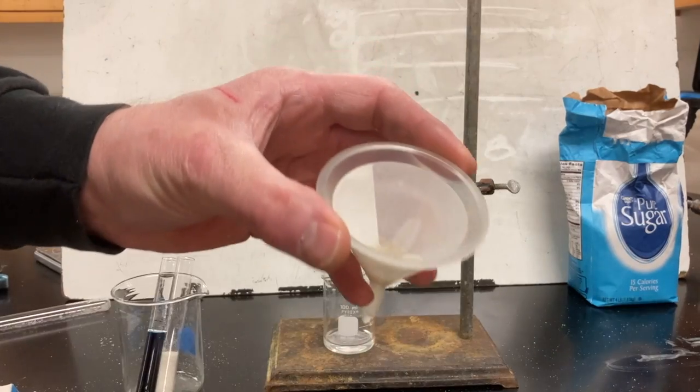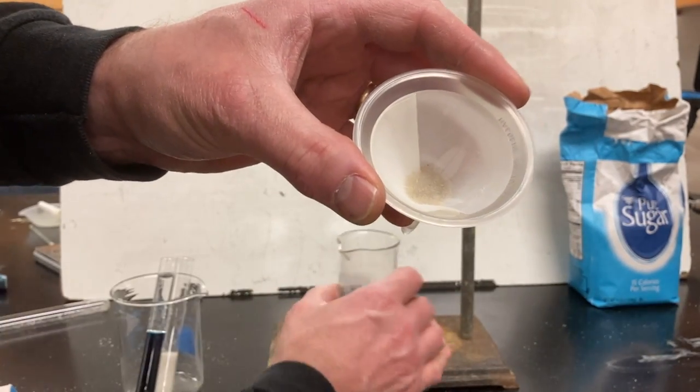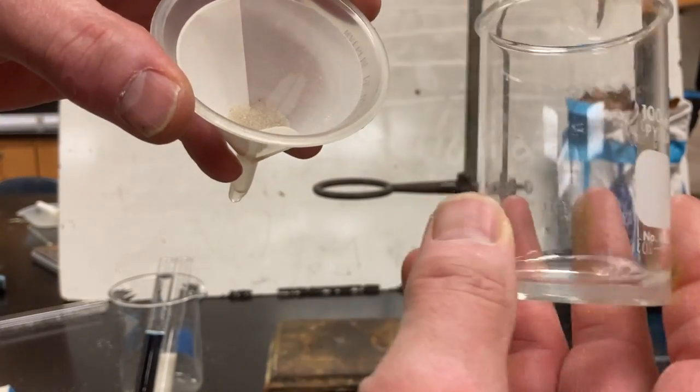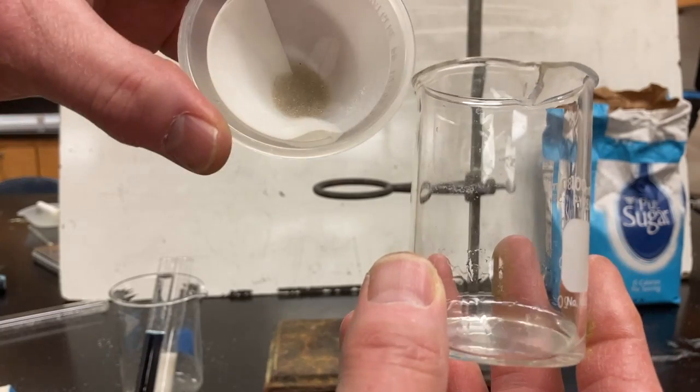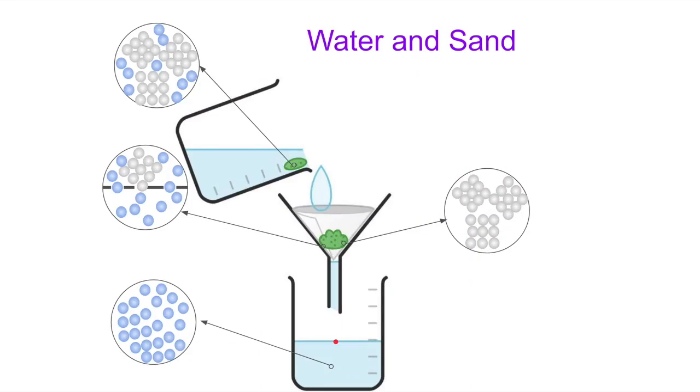Well, there's no longer any water dripping. If you look inside there, you can see the sand has stayed behind in the filter paper, and the water has gone through to the bottom, to the beaker. Let's look at a particle view of why this separation is happening.